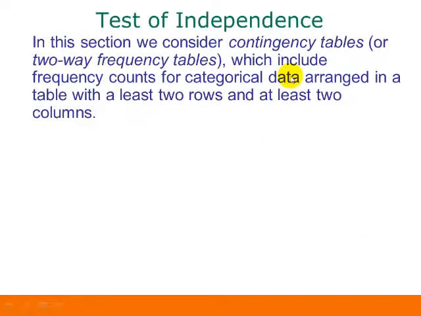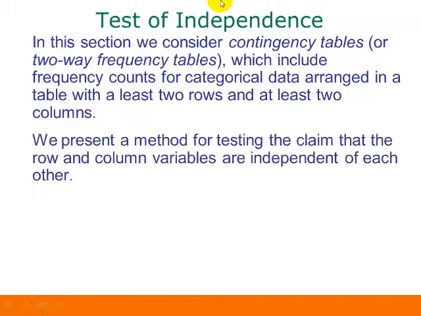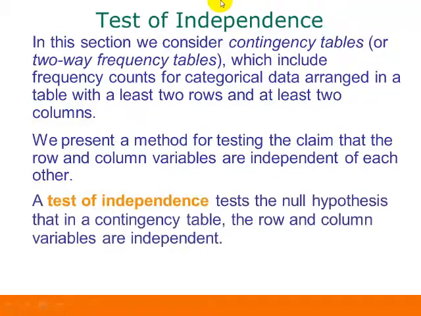Well, in this section we consider contingency tables or two-way frequency tables that we talked about back in chapter 4 at the beginning of the semester. These include frequency counts for categorical data arranged in a table with at least 2 rows and at least 2 columns. We present a method for testing the claim that the row and column variables are independent of each other.